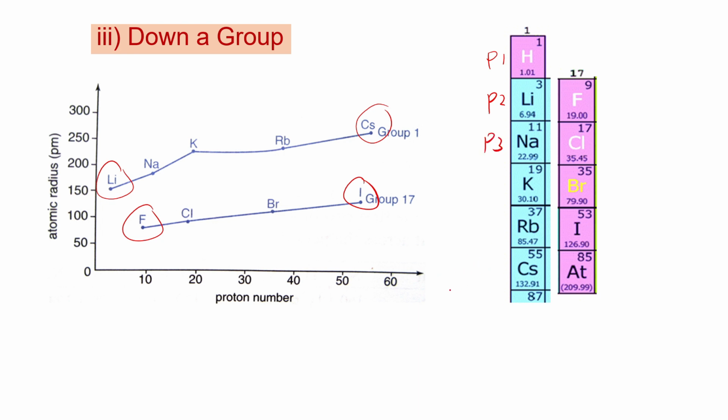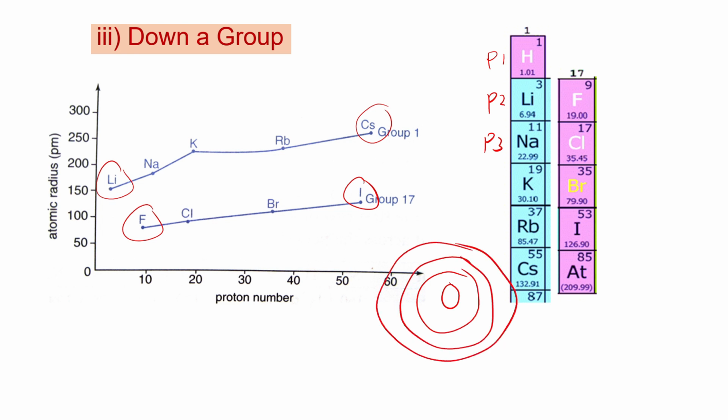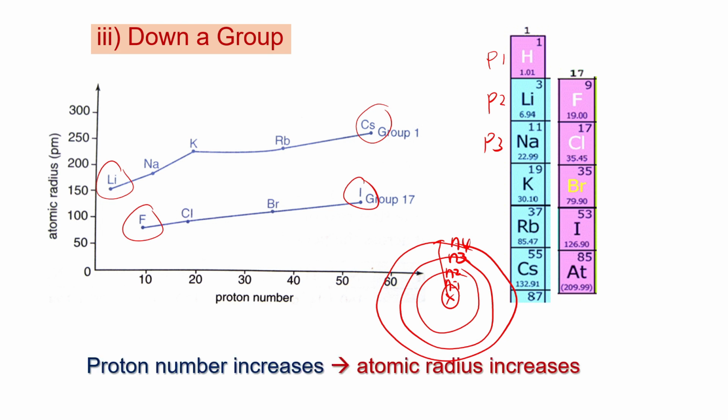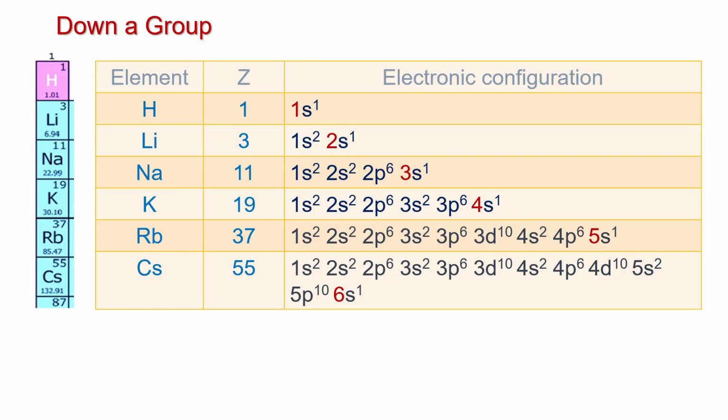Okay, period meaning increasing in principal quantum number. So ini kita ada n1, n2, n3, n4. Okay, bila down the group and n increase, jadi nucleus attraction towards valence electron weaker. Jadi size akan jadi semakin besar. So proton number increase, atomic radius increase. Okay, yang ni yang saya mention tentang screening or shielding effect. Screening ataupun shielding effect disebabkan oleh inner shell.